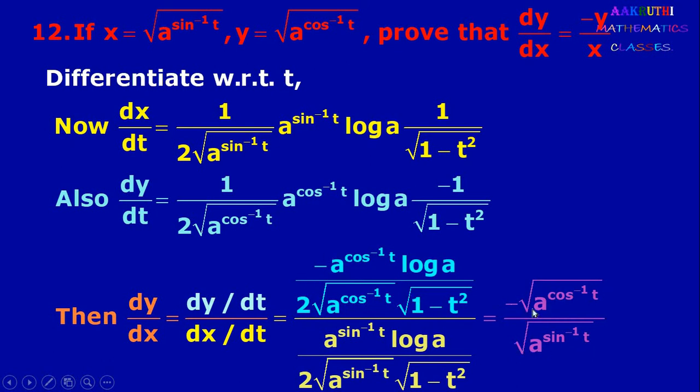So it is minus of root of a to the power cos inverse t divided by root of a to the power sin inverse t, and root of a to the power cos inverse t is given as y. Root of a to the power sin inverse t is given as x. So therefore, dy by dx is minus of y by x. So we can prove dy by dx is minus of y by x using parametric differentiation in this method.